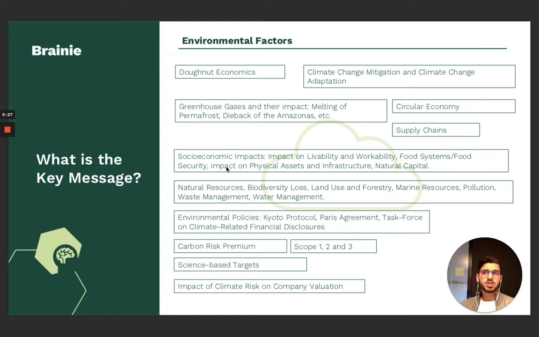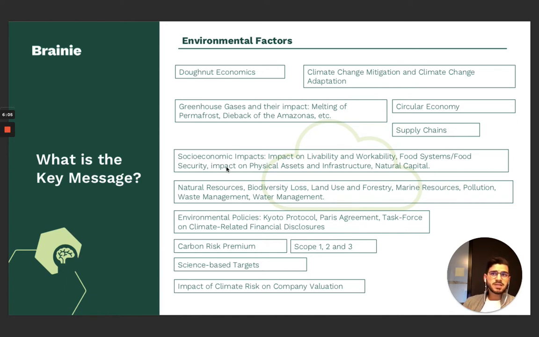So this chapter talks a lot about who the largest emitters are of greenhouse gases, what the effect is, for instance, the melting of permafrost, the dieback of the Amazonas, and then as a continuation of this discussion is what are the socio-economic impacts of climate change? What's the impact on livability, workability, food systems, food security, impact on physical assets and infrastructure, natural capital?